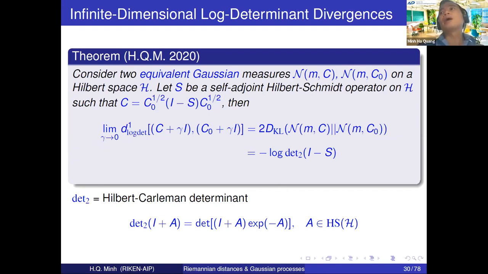So this is a form of regularization, because we are trying to compute it. Instead of the KL divergence, for example, we can compute the regularized KL divergence. In the case they are equivalent, when the regularization parameter goes to zero, we recover the exact divergence. And in the case they're not equivalent, then the divergence is equal to infinity. And here it is expressed in terms of log-det two, because this is something called the Hilbert-Carleman determinant. It's defined for a Hilbert-Schmidt operator A, given by this formula here.